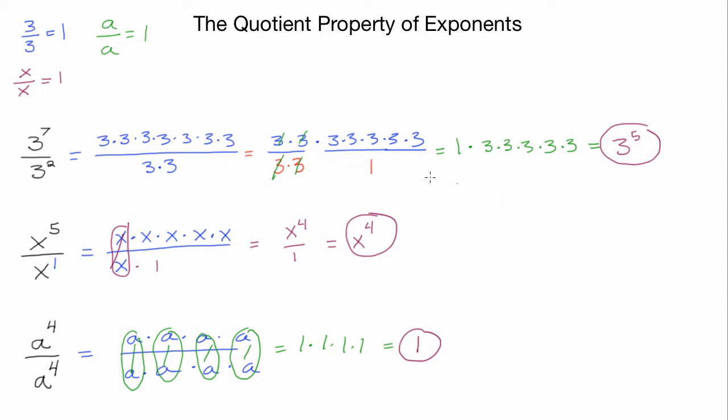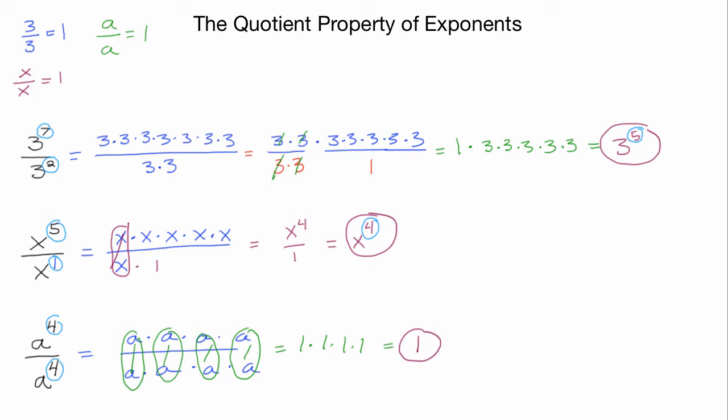Okay, let's see if we can draw any patterns here. When I took 3 to the 7th divided by 3 to the 2nd power, I ended up with 3 to the 5th power. When I did x to the 5th power divided by x to the 1st power, I ended up with x to the 4th power. And when I did a to the 4th divided by a to the 4th, we ended up with just 1. That was weird. Where did my a's go?